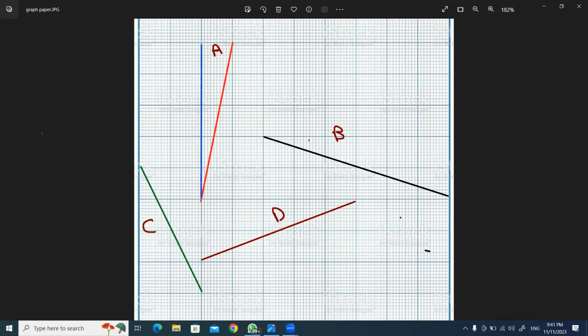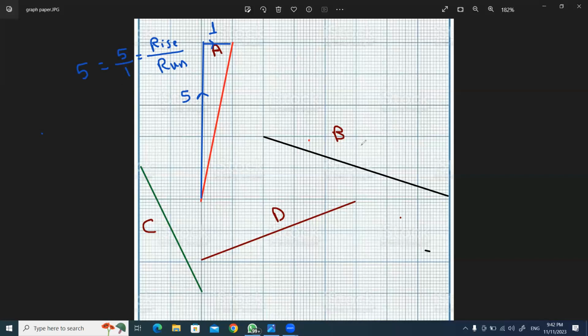It's rise here. Can you count? 1, 2, 3, 4, 5. And run is what? Run 1. So what is the gradient here? The gradient, it's rise 5 and run 1. I said that the gradient is rise over run, which is 5 over 1 equals 5. That's the slope of the first line. So the slope equals 5.